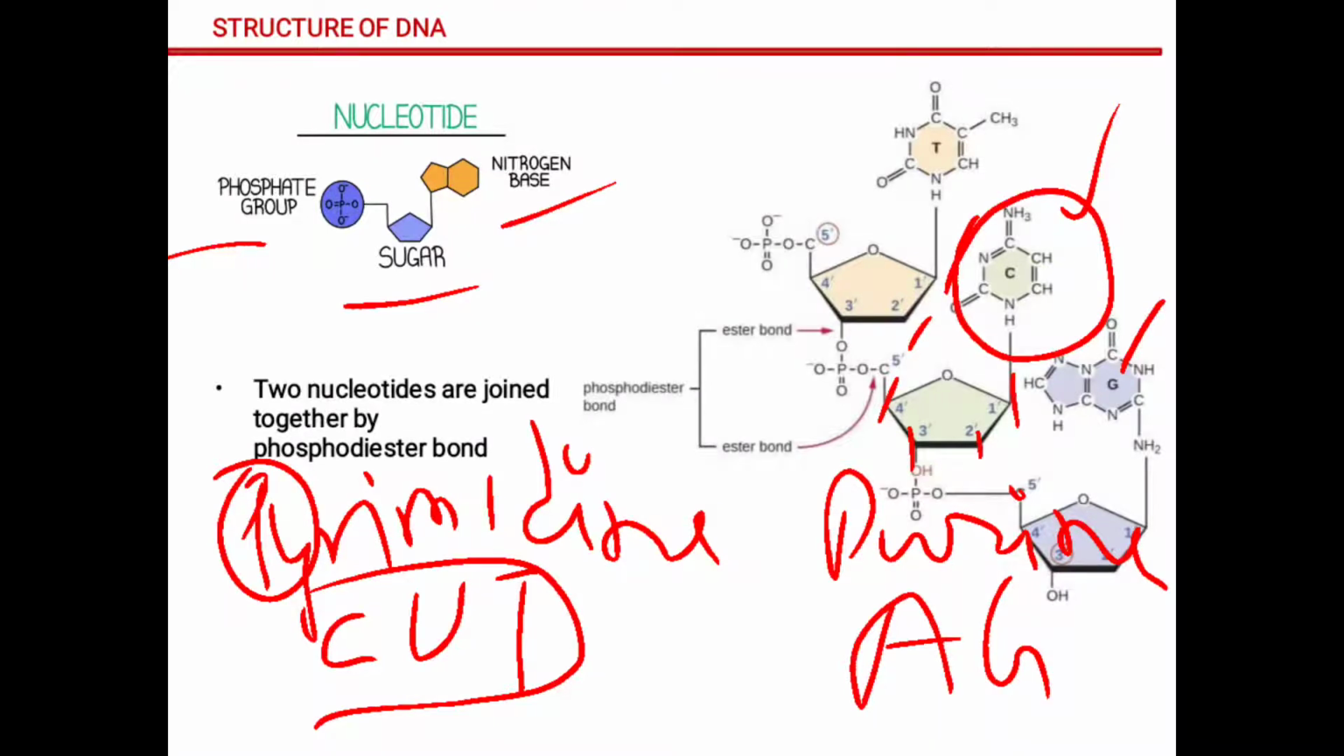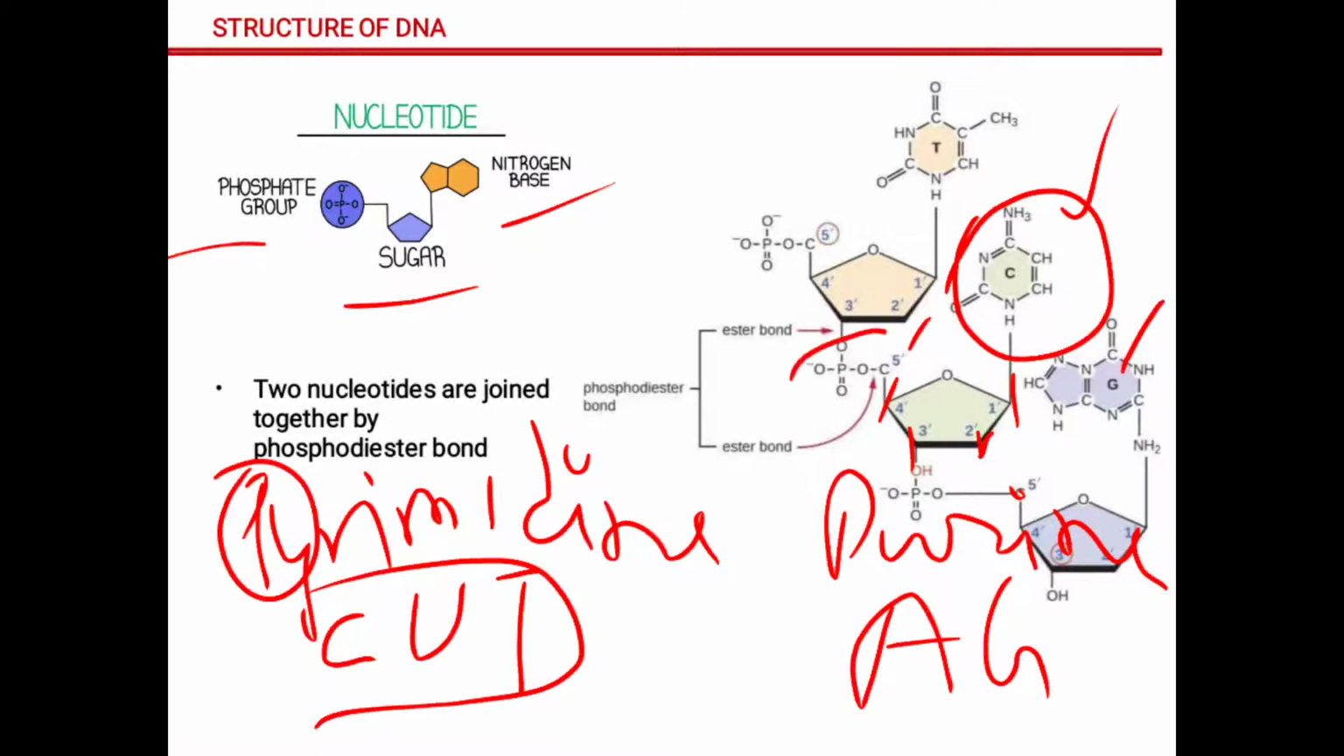pyrimidine. Now at the 2' position, in case of DNA, no oxygen will be present. That is why this is known as deoxy. Whereas in case of RNA, oxygen will be present. And this is another difference between DNA and RNA. And at the 5' position, the phosphate group will be attached. Now as the phosphate group is negatively charged, the entire DNA is negatively charged.